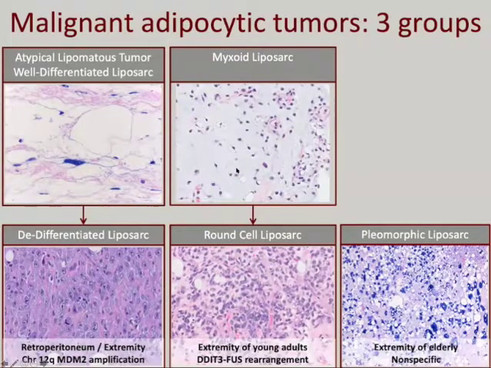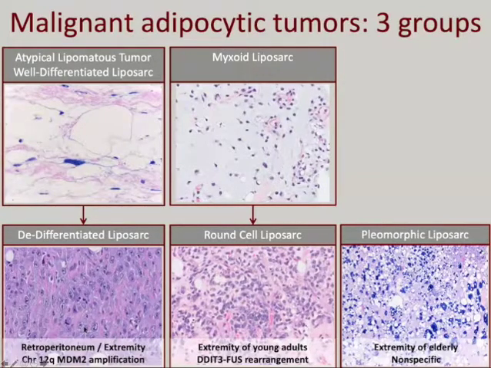We use genetics to characterize these into atypical lipomatous tumor / well-diff liposarc, which transforms to D-diff, myxoid liposarc, which transforms to round cell, and then pleomorphic, which is just a thing in and of its own. Remember that ALT is when this tumor occurs in the extremities, well-diff is when it occurs in the retroperitoneum, and D-diff can happen in either as a transformative event.